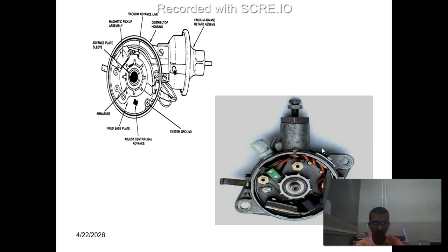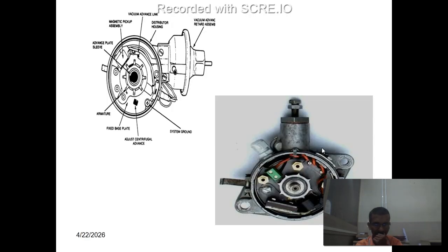Similarly, the ignition takes place with the help of the primary winding and secondary winding. The primary winding creates a magnetic field that is also supplied to the secondary winding. So this is all about the magneto and solid state ignition system. Thank you.